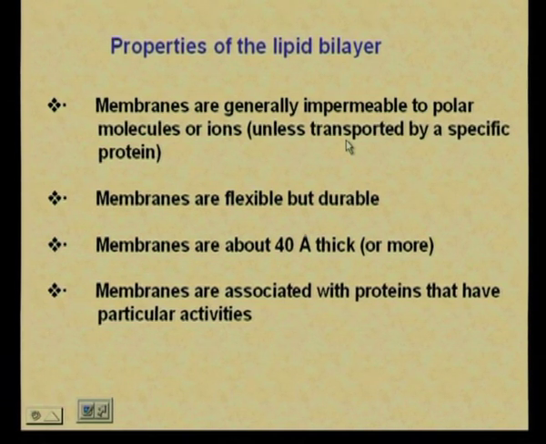The membranes themselves are flexible, but they are very strong and durable. They do not just rupture. Membranes can be about 40 angstroms thick or even more than that, and membranes are associated with specific proteins that have definite activities. So, the basic properties of the bilayer are that they do not allow the transport of ions unless assisted by a protein. They are flexible, they are quite thick, 40 angstroms, and they are associated with proteins that have specific activities.